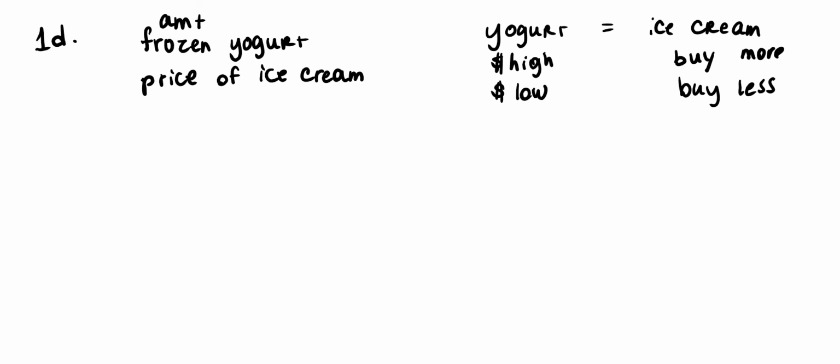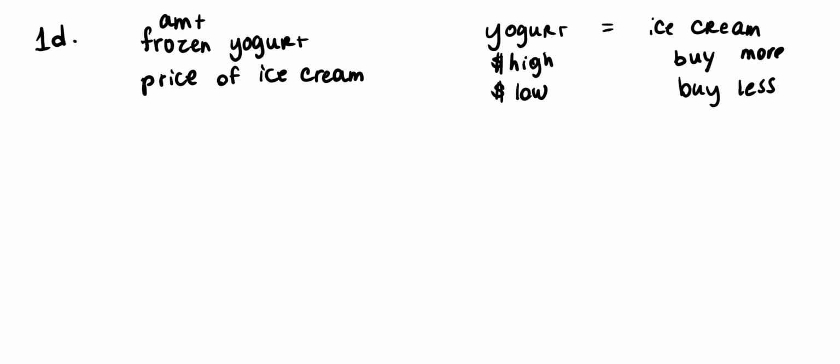So if the price of yogurt is high relative to ice cream, you'll buy more ice cream. If the price of yogurt is cheaper than ice cream, you're going to buy less ice cream because you're going to buy more yogurt. So you might have to hear that a couple times before it sort of really sinks in, the logic of it.